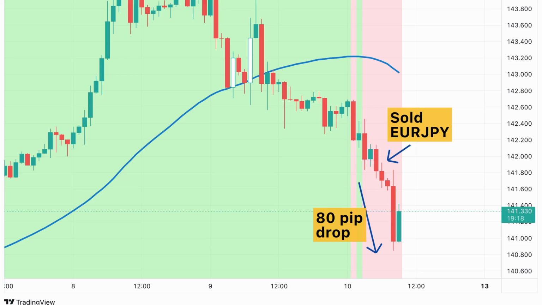I'll admit that I actually took a short Euro-Yen trade instead of Eurodollar because I felt that Euro-Yen would be more sensitive to the risk-off environment. And it moved down 80 pips, but it did not have the beautiful moving average clearance that Eurodollar had. Regardless, though, at the end of the day, both of these trades worked out nicely.